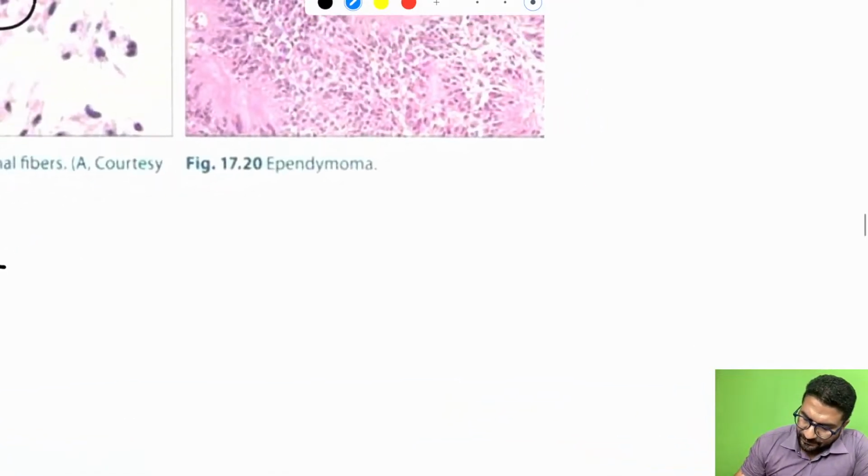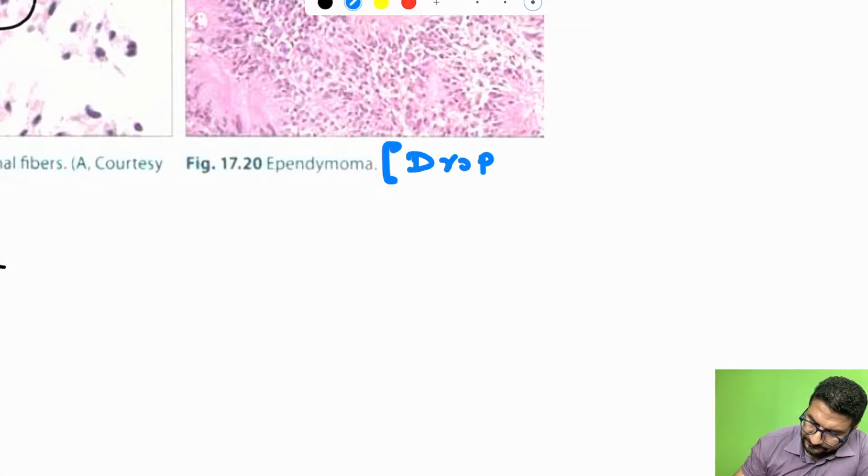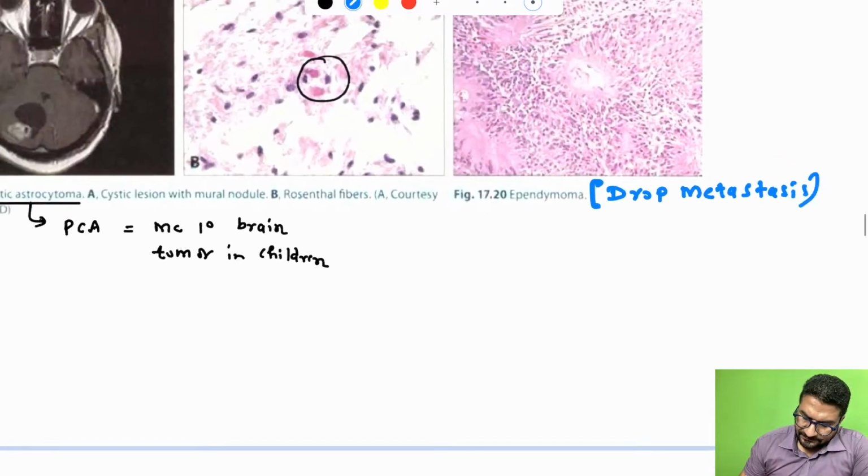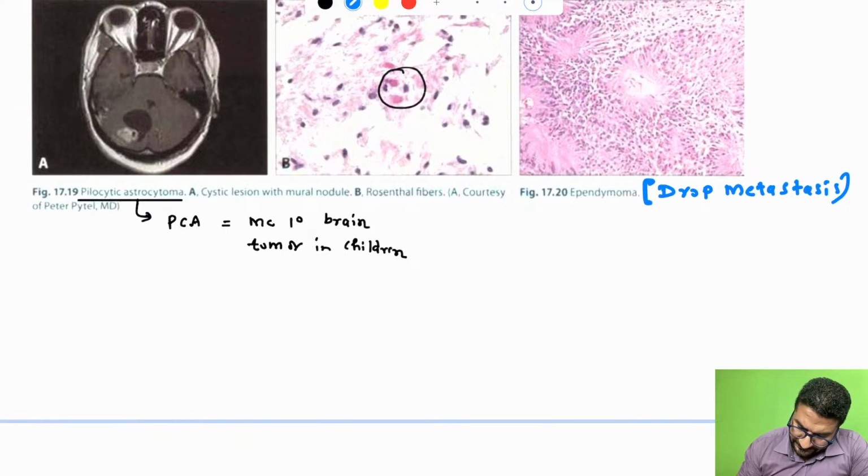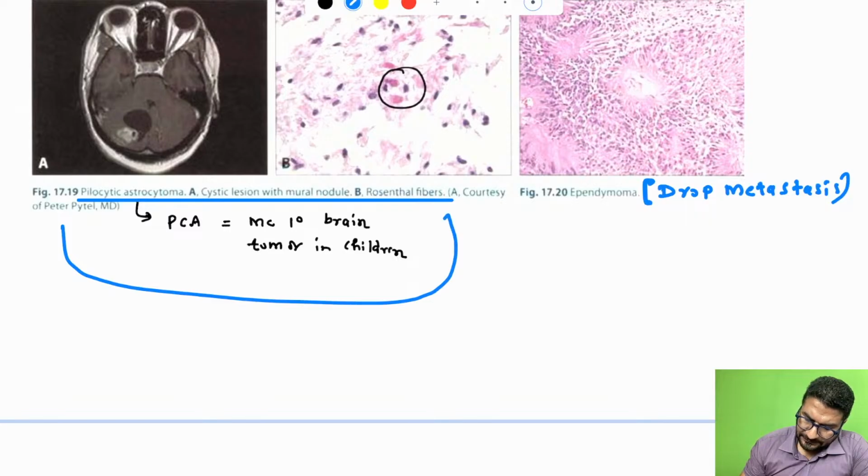Now understand ependymoma, what you have to remember: this tumor will have drop metastasis. Then Rosenthal fibers and cystic nodules, these are all seen in astrocytoma. And PCA is a type of astrocytoma.